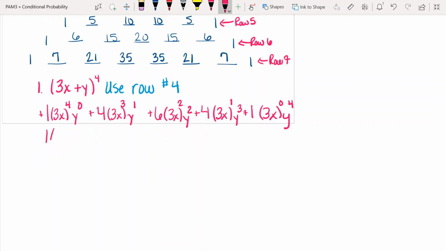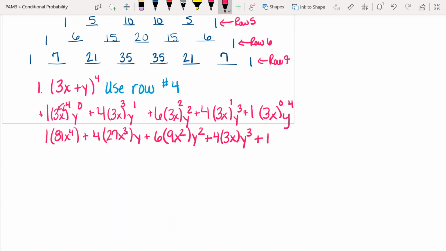So I have 1 times 3 to the 4th. Remember, the 4 goes both places: it goes to the 3 and the x. 3 to the 4th is 81. x to the 4th. y to the 0 is 1, so it's gone. Plus 4 times 3 cubed, which is 27, x cubed and a y. Plus we have a 6 times 3 squared, which is 9, x squared, y squared. Plus 4 times 3x to the 1st, which doesn't change. Here I got 1. 3x raised to the 0 power is 1, so it's gone. And then I have a y to the 4th.